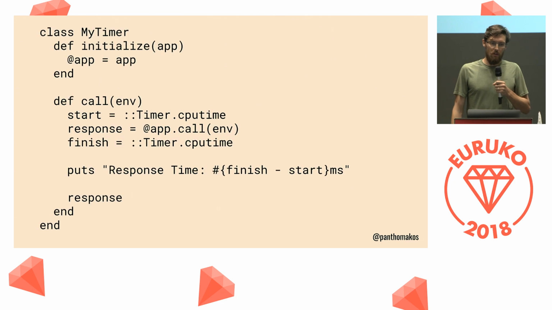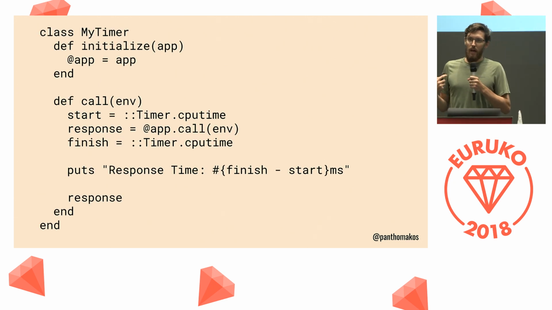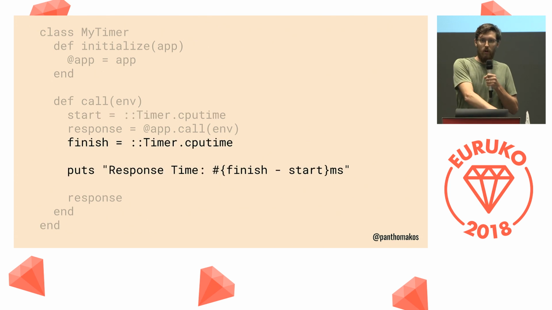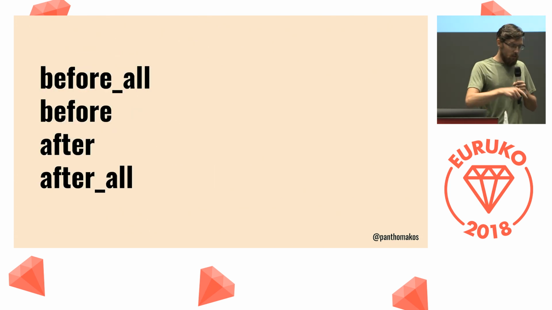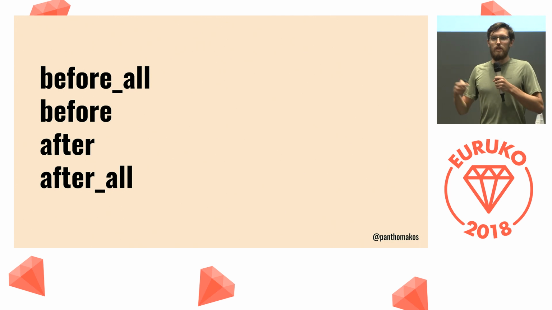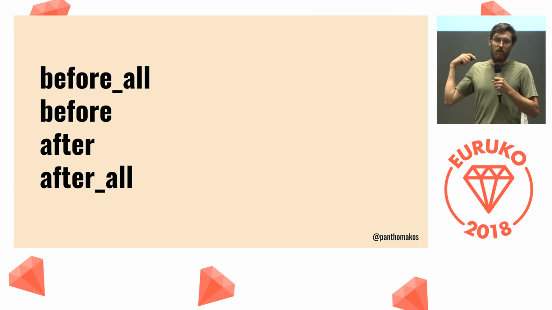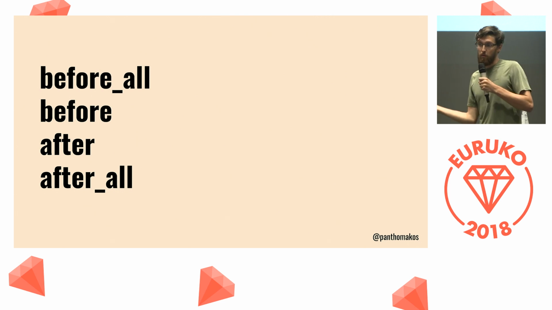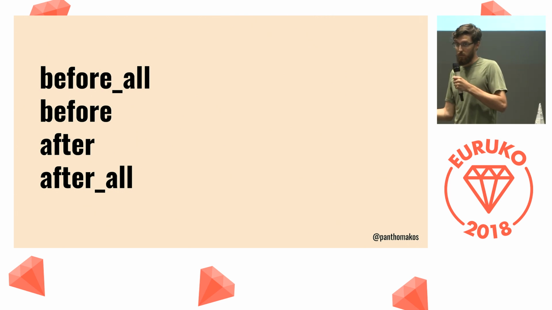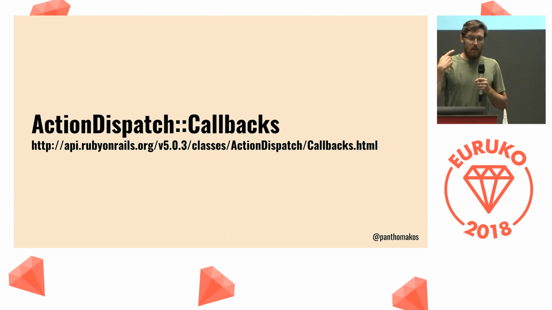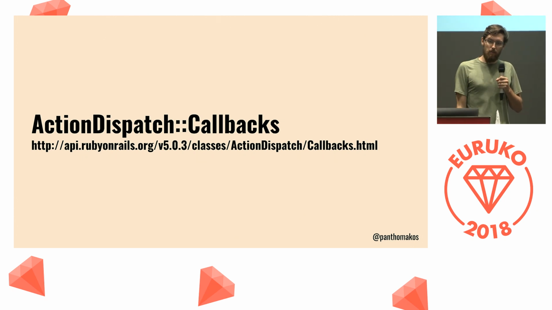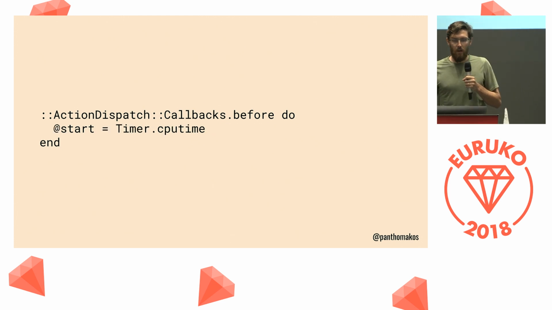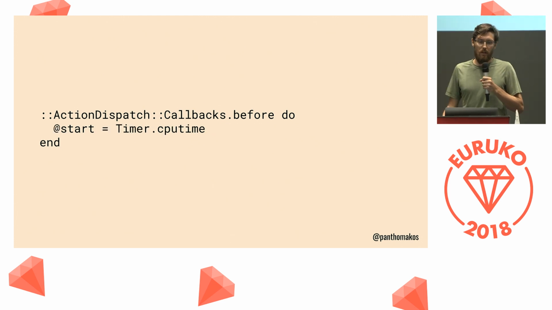If you think back to my original timer, I had something I wanted to run before the request. I had something I wanted to run after the request. So maybe what I need is a more full ecosystem syntax, like something that I have in RSpec, right? Where I can run things before all the middleware or after all the middleware, before a particular middleware, after a particular middleware. And Rails actually has something similar to this. It's called action dispatch callbacks. You can say things like, I want you to clear my entity cache before the request. I want you to start a timer before the request, that kind of thing.